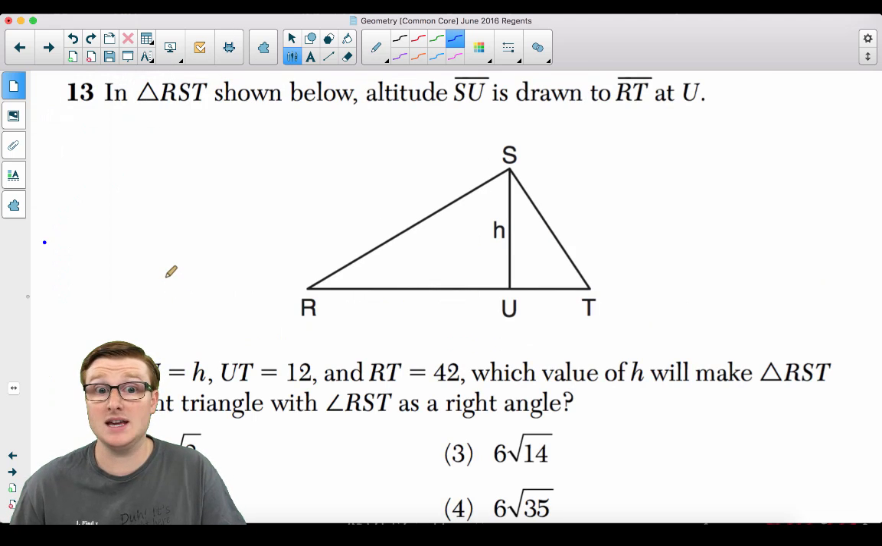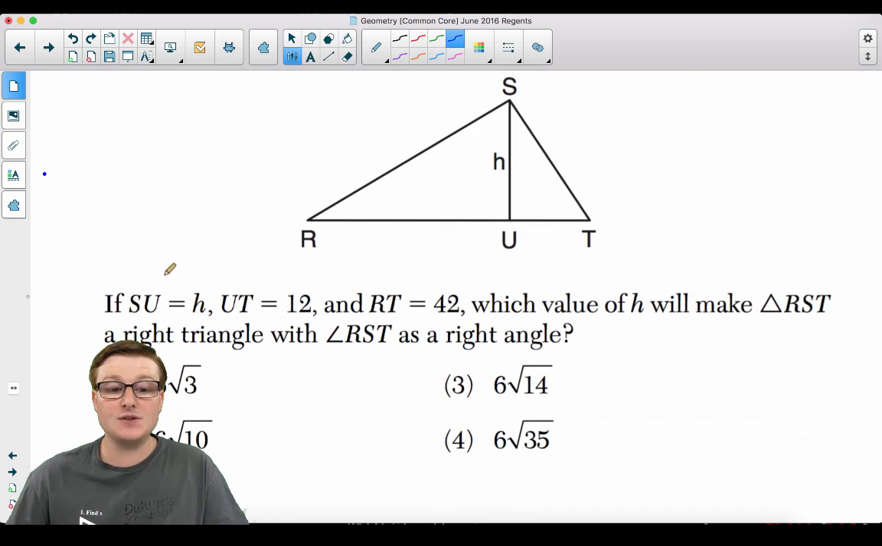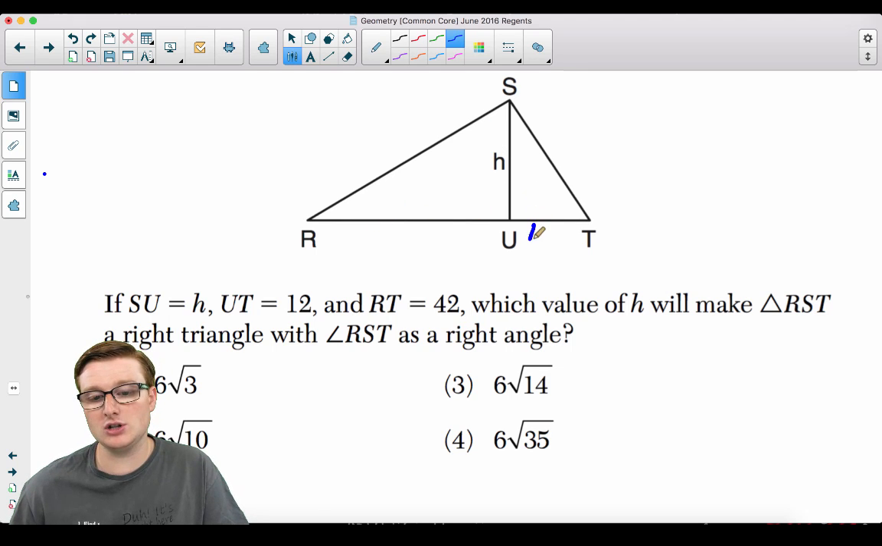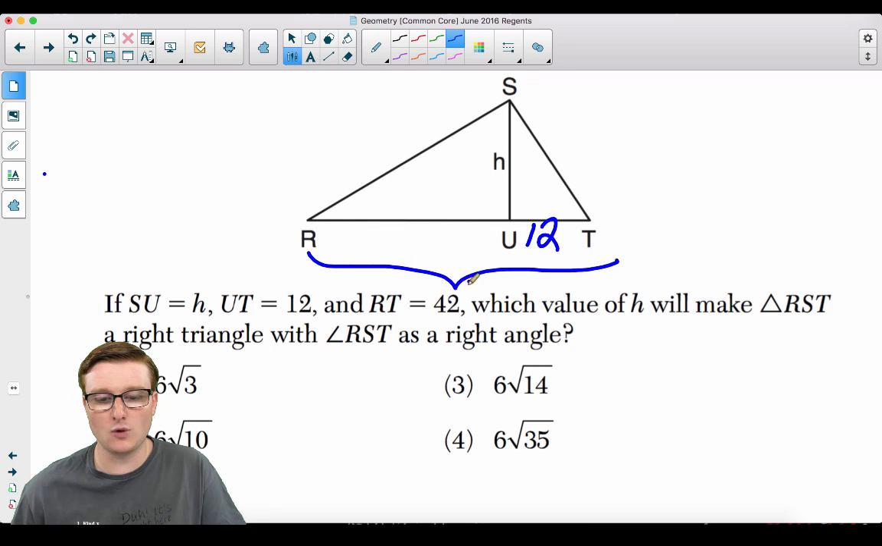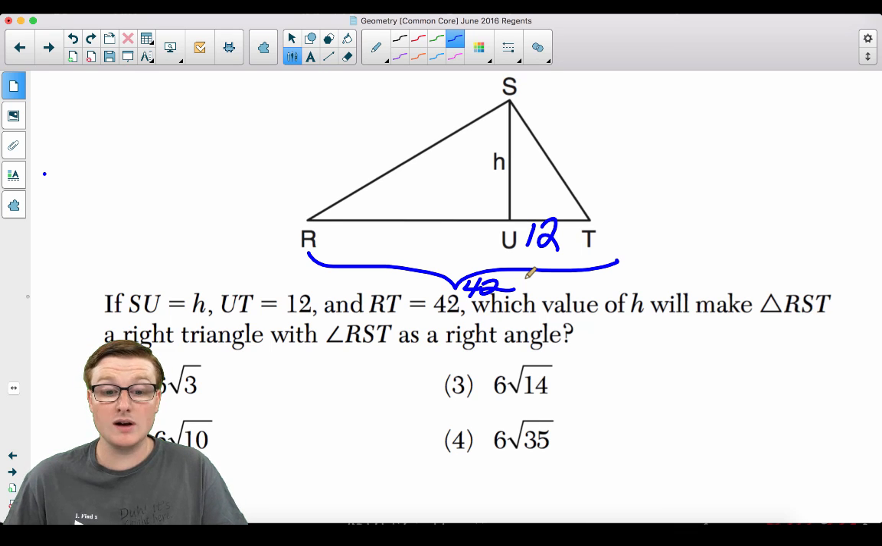And let's begin. So it says here, in triangle RST shown below, altitude SU is drawn to RT at U. If SU is H, UT is 12. So I'm going to put UT as 12 right there. And the length of RT is 42. Which value of H will make triangle RST a right triangle with angle RST as a right angle?